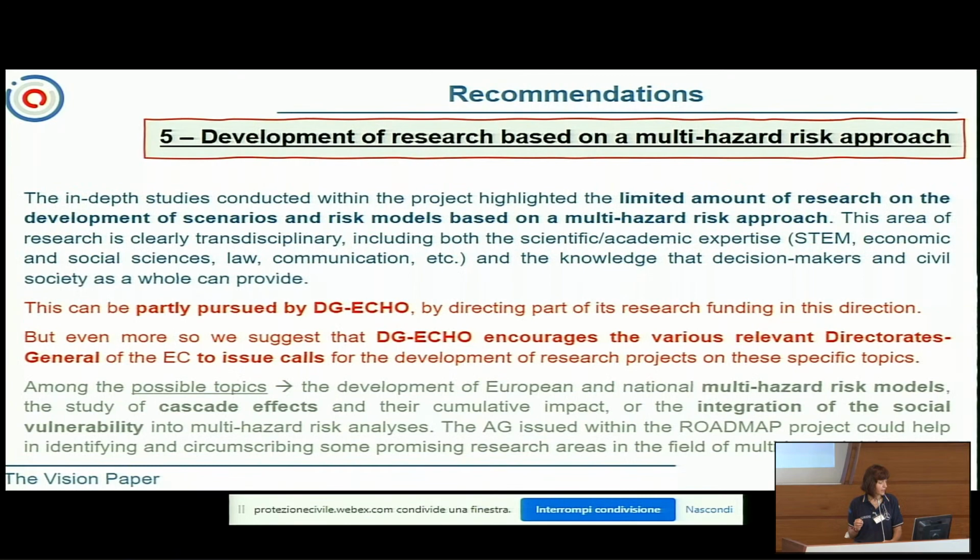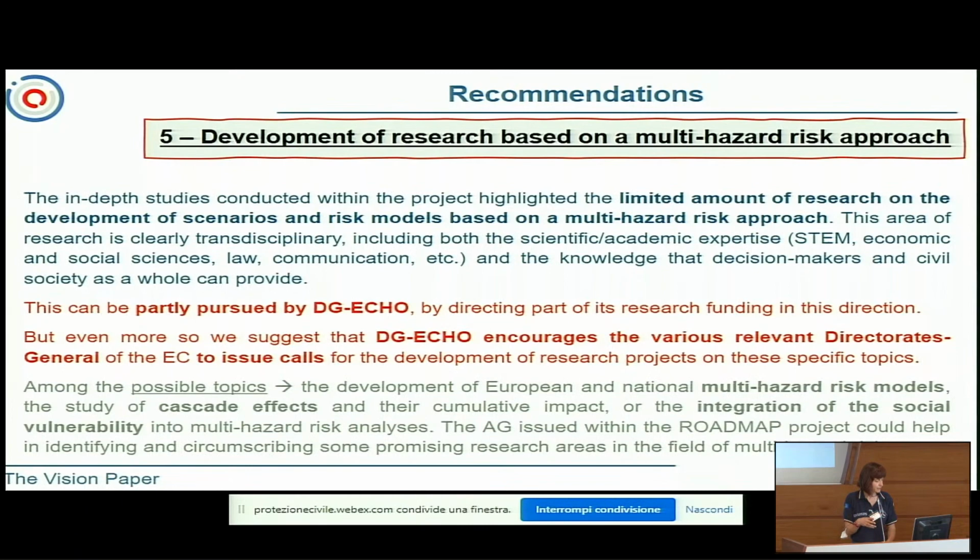Five, our recommendation is about the development of research based on a multi-hazard risk approach. This is a really important gap that we found. Looking for good practices in the literature, we found that there's no research on this. It was very difficult to find. Claudia and Julia already said this. There are very few activities related to the scientific approach on good practices in multi-hazard risk approach. You can find some that deal with single hazard or single experience, one scenario, but this overall vision is very lacking.